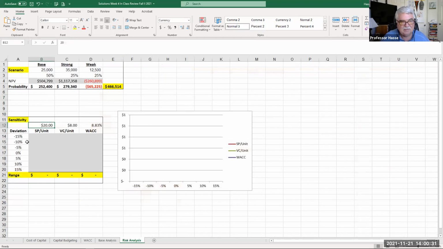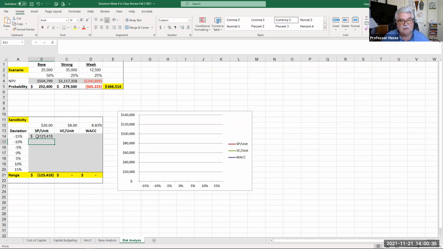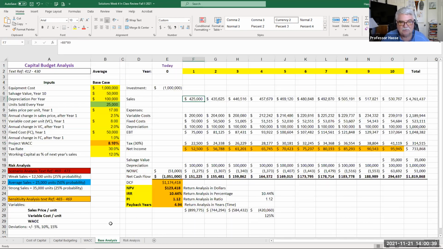So I just put that here, 123,418. There it is right there. Notice I didn't change any other variables. I didn't change outputs, other costs, or percentages. All I did was change the selling price by lowering it by 15%.